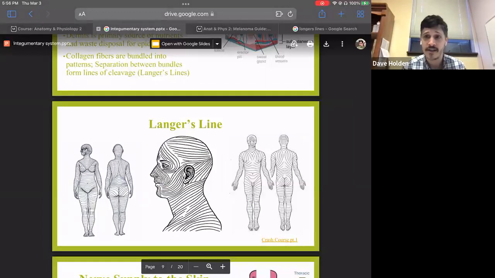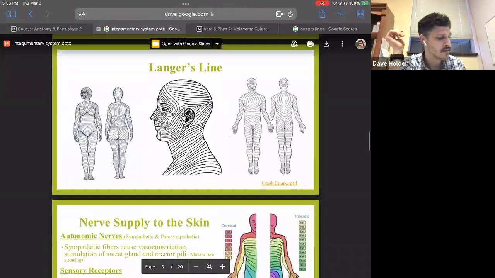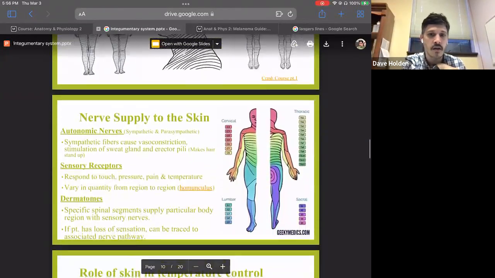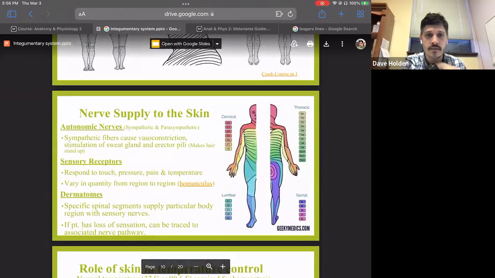I cannot imagine Langer's lines are that important to massage therapists. Honestly, when I saw this diagram, the first thing I thought about was dermatomes. That's a nervous system thing. You'll talk about those in nervous system. And even they are not that important. Dermatomes.